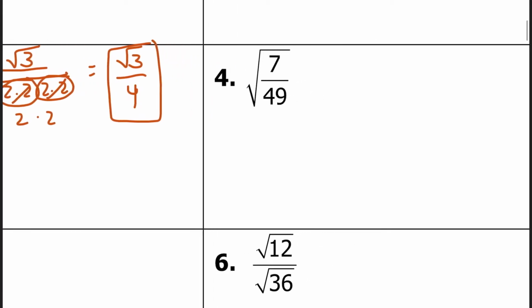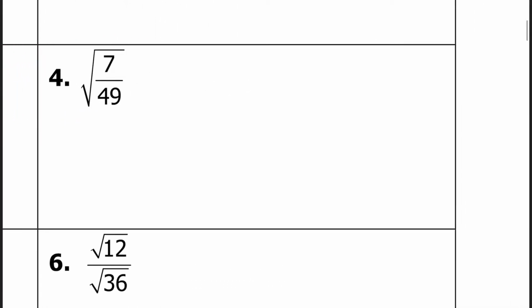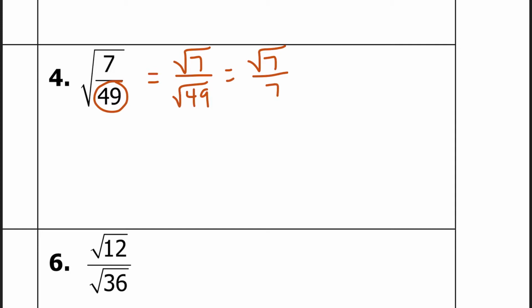Take a look at number 4. 7/49. I recognize right away that 49 is a perfect square, so I'm going to break this up. Square root of 49 is 7. And then looking at my numerator, 7 is a prime number, so I know it doesn't break down, so this is my final answer. Guys, this is not 1.